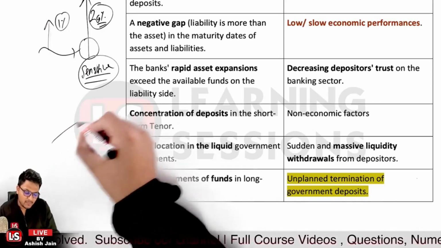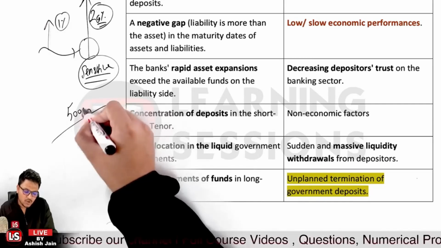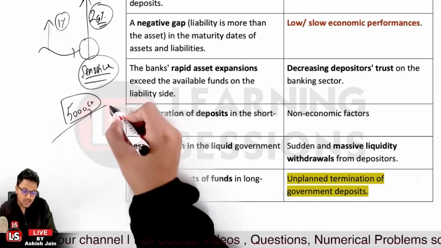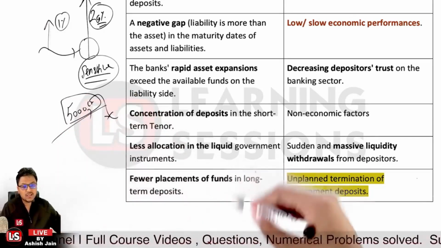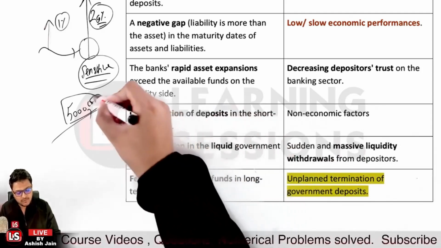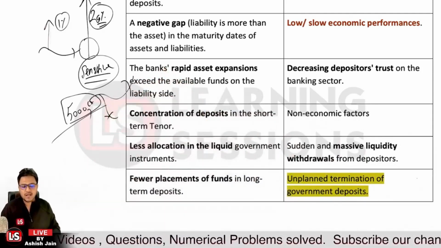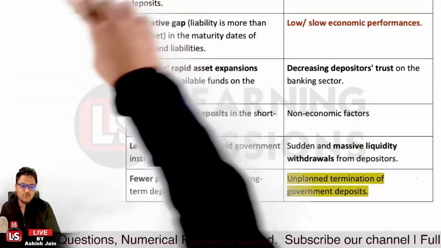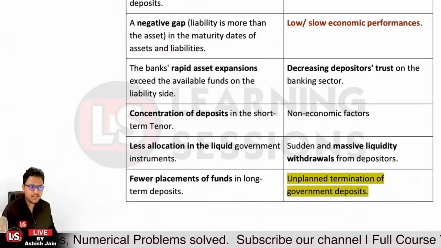Like you were having a government deposit amounting to 500 crores or 5,000 crores or 50,000 crores, and the government terminated the deposit. Now you have to pay 50,000 crore to the government. That can also lead to liquidity risk for the bank. Okay, so these are the internal and the external factors.